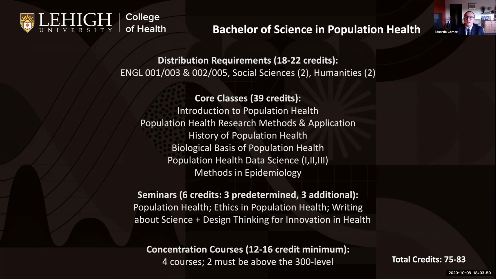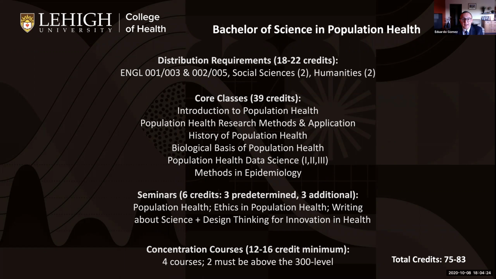We also have the biological basis of population health and data science 1, 2, and 3, which provides rigorous scientific background in the area of population health, and also methodologies and methods in epidemiology. We also have several seminars that you need to take for 6 credits. 3 are predetermined and 3 are additional. They include ethics in population health, writing about science, and design thinking for innovation in health. And there are some other ones that you can take later on as well.